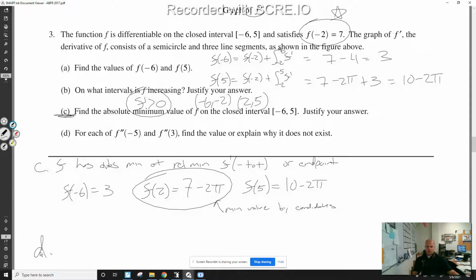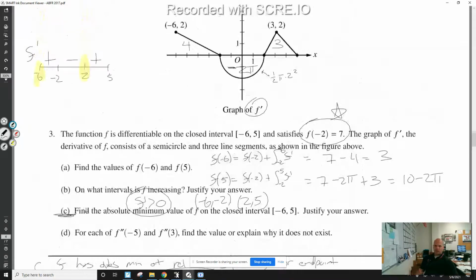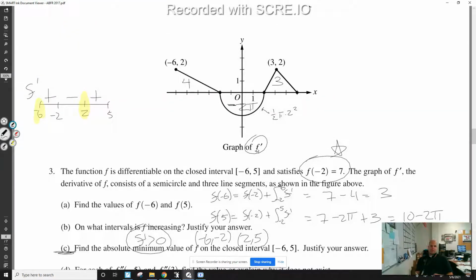D, what's the second derivative at negative 5 and the second derivative at 3? The slope of the tangent of f prime will give us f double prime at negative 5. This tangent slope, the slope of this line segment, down 2 over 4. Excuse me. Negative a half.